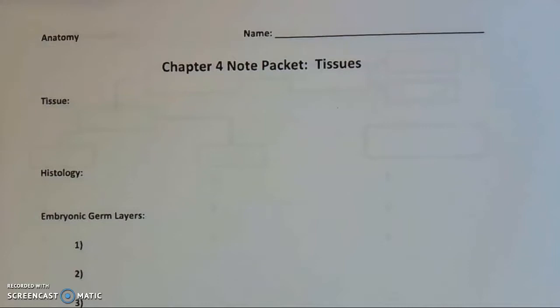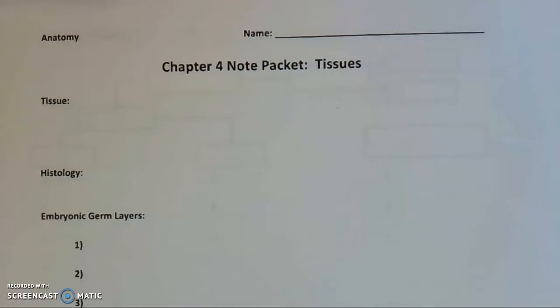We are starting chapter 4 today with our first video. And this chapter is all about tissues. So we've talked about cells and chemicals. So we're working our way up through our hierarchy of organization within the human body.